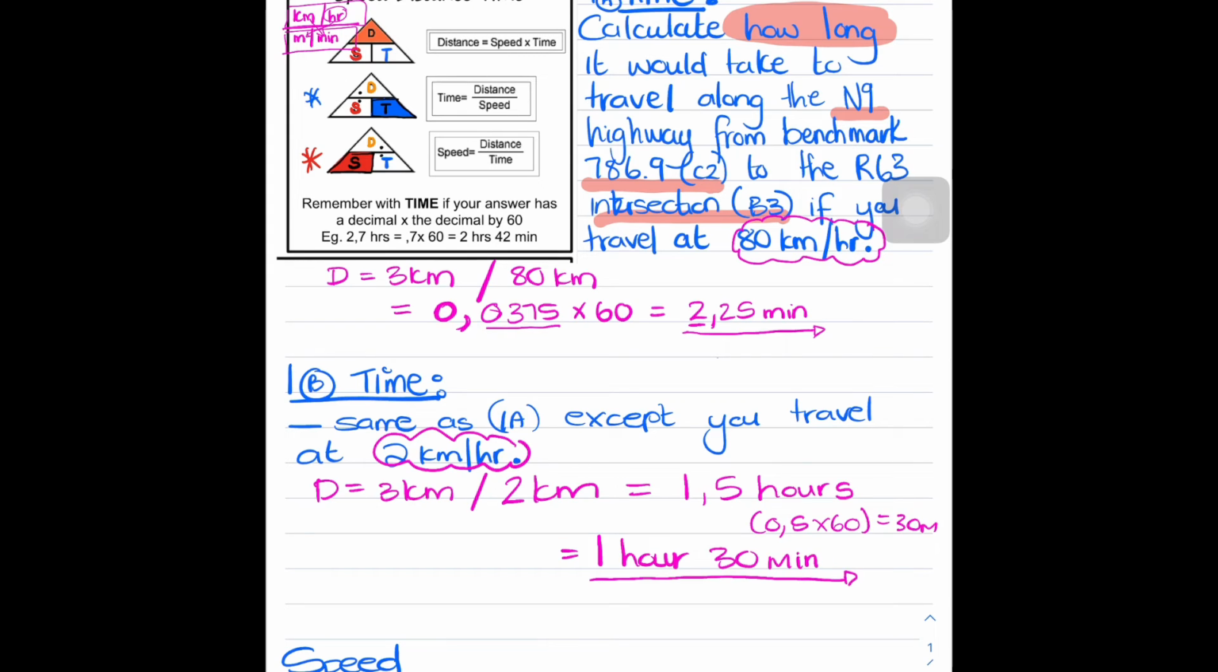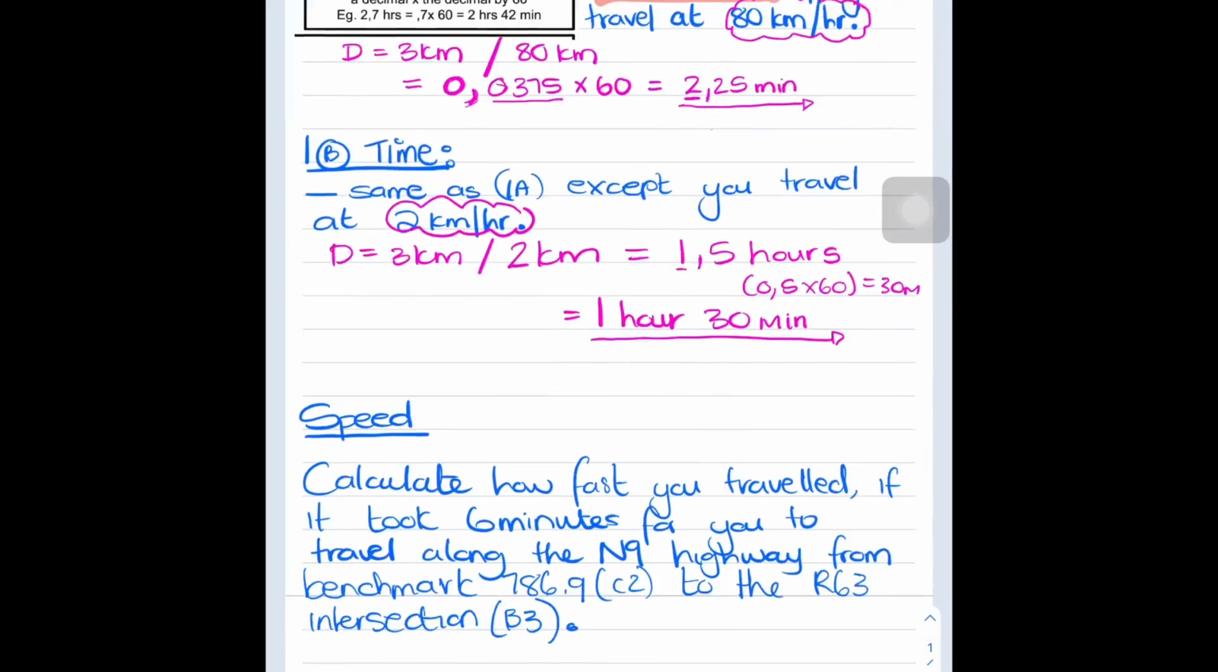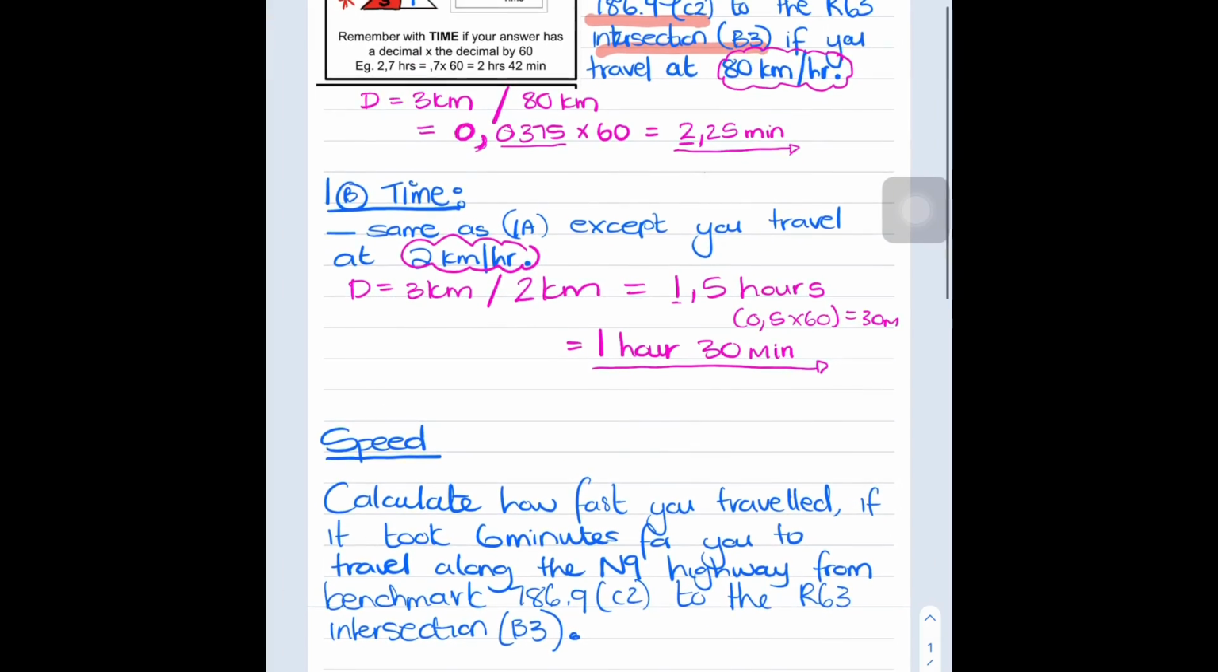So that just shows you the contrast of whether you have that 0 as your hour or 1 hour and what to do with the actual decimal. Okay, so that's your time question, relatively easy. Then when we look at a speed question, we're going to look at the same route, and we know that it took us 6 minutes to get from the benchmark to the actual intersection. So what we want to know is how fast we traveled. So our key word here is now not how long, but how fast. Okay, so that's quite important.